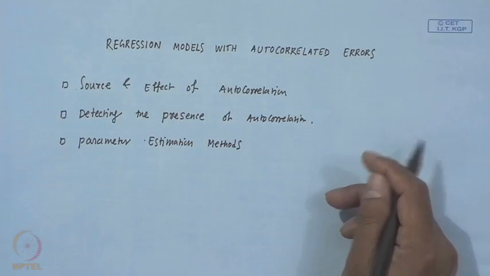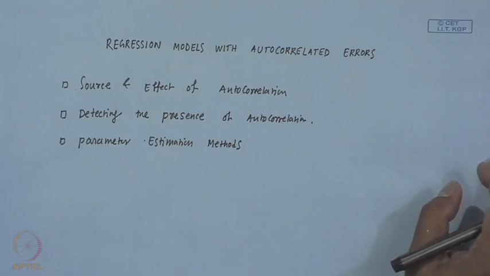Okay, so let me give the idea. What is the objective of this module? Given a set of data, say xi, yi, while fitting a simple linear regression model, say y equal to beta naught plus beta 1 x plus epsilon, we make several assumptions on the error term. We assume that expectation of epsilon is equal to 0, variance of epsilon is equal to sigma square. We assume that the errors are uncorrelated. And also, we make a normality assumption on the error for the testing of hypothesis and for confidence interval of the parameter.